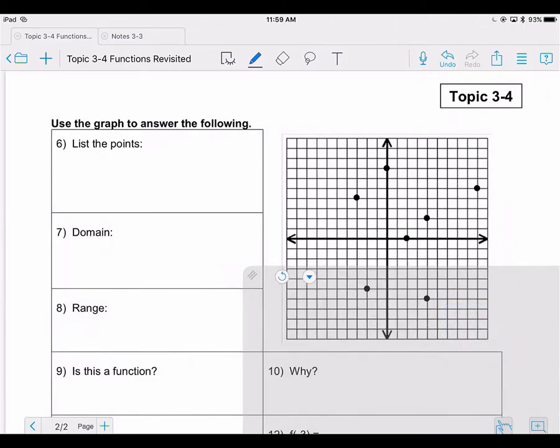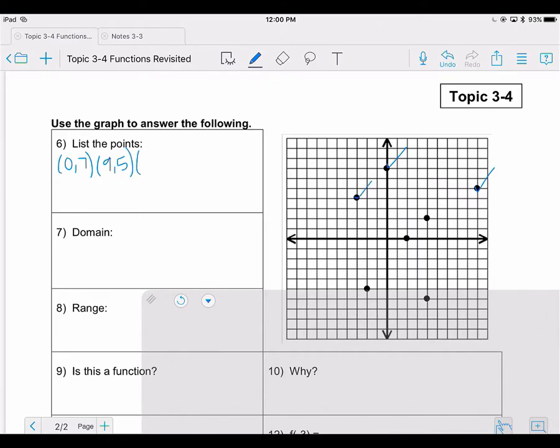On the back, we are reviewing some of the discrete graphs that we looked at a week ago. So they ask us first to list the points. So I'm going to start top to bottom. That is the point 0, 7. Oops, hold on. Then this one is 9, 5.